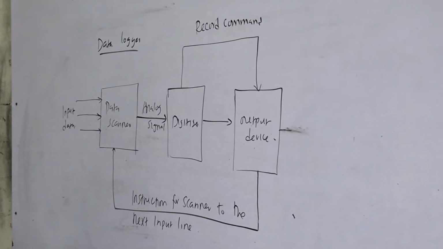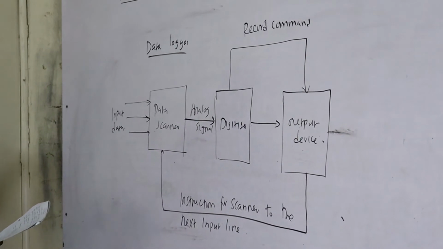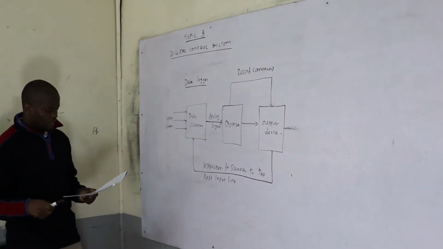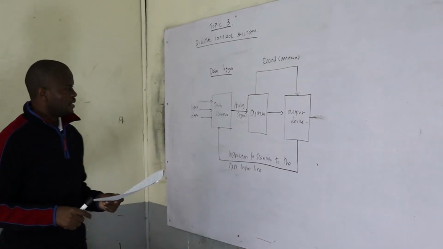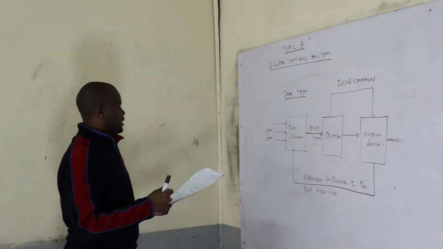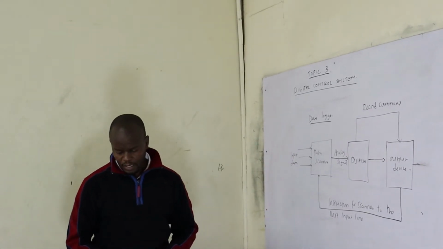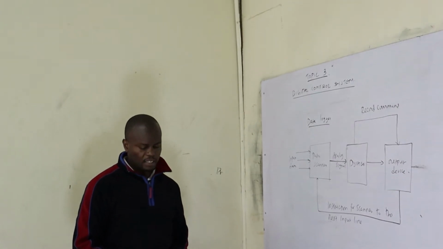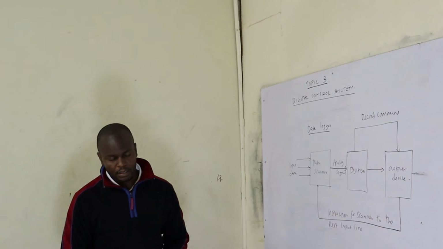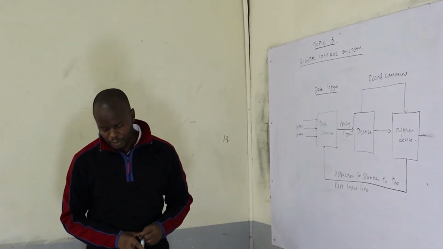Maybe just a brief understanding of how the data logger works. In the data scanner, the data or the information is presented on a number of input lines. So you have several input lines, and these must be sampled sequentially.